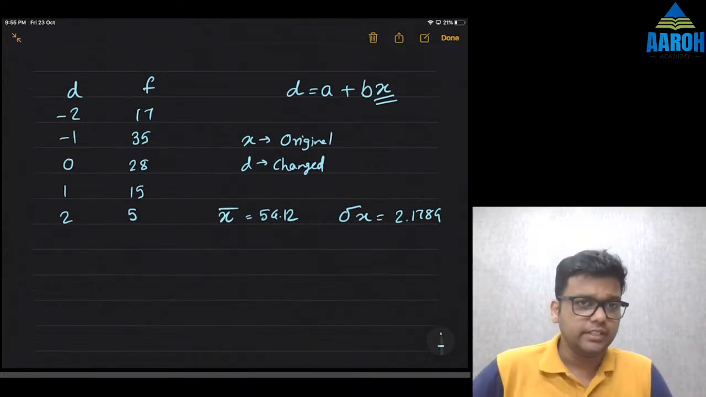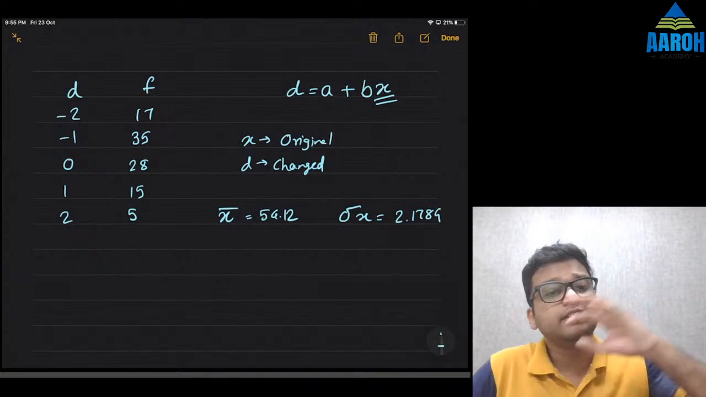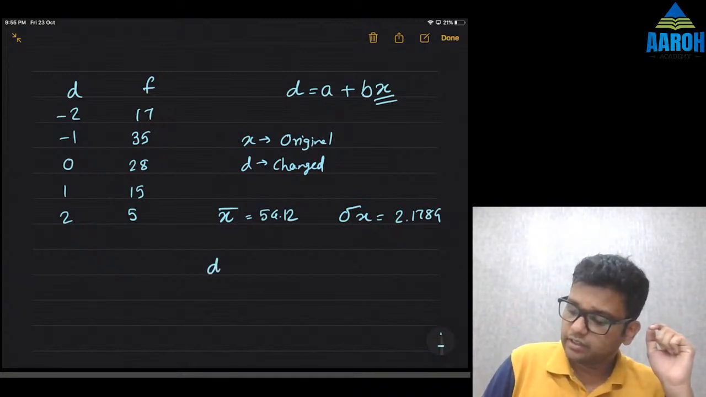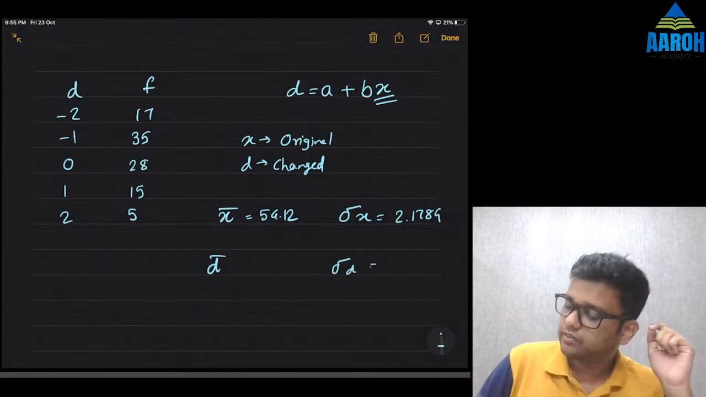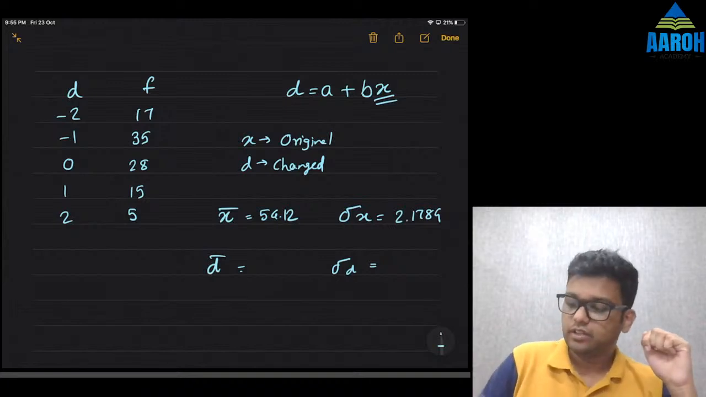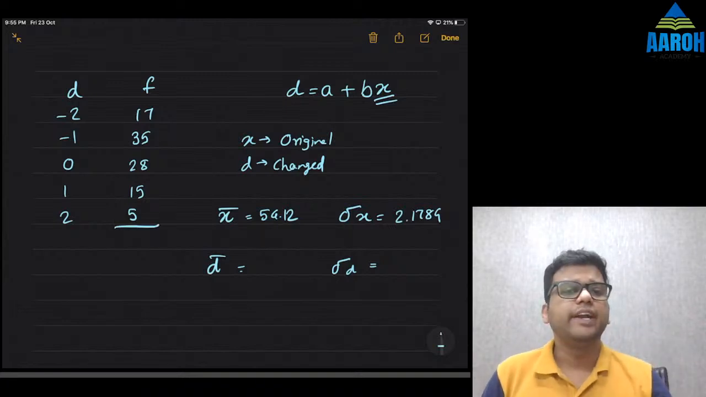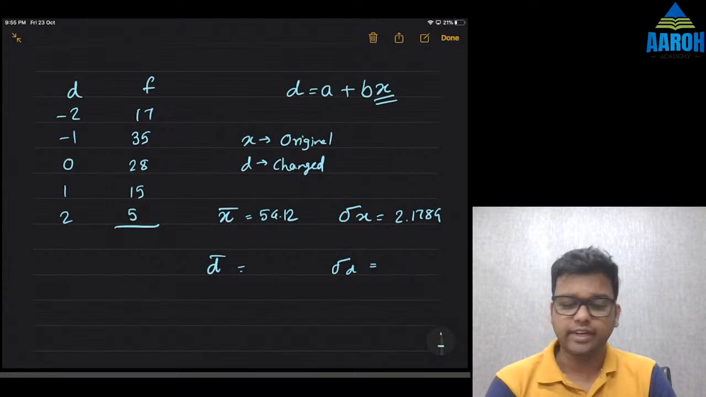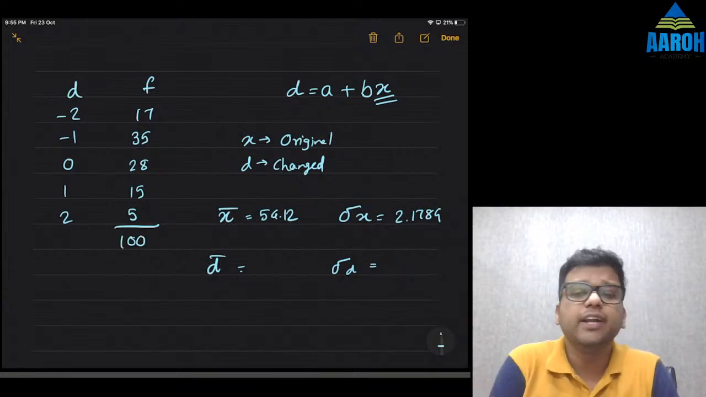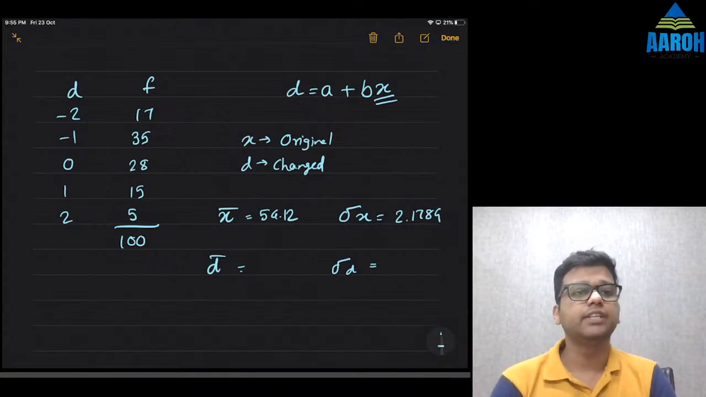Now what we can do is, we have the original data's mean and SD. Can we find the mean and SD of this data, that is d bar and sigma d? Can we find the mean and SD of this data? For this data, finding the mean will be easy. First of all, 17 plus 35 plus 28 plus 15 plus 5, 100 is the total. Find out the mean of this data. Can anyone tell me the mean of this data?